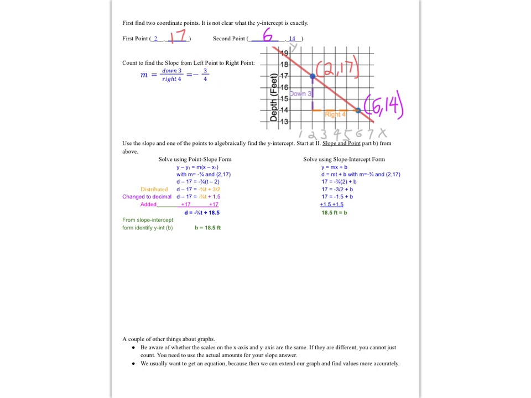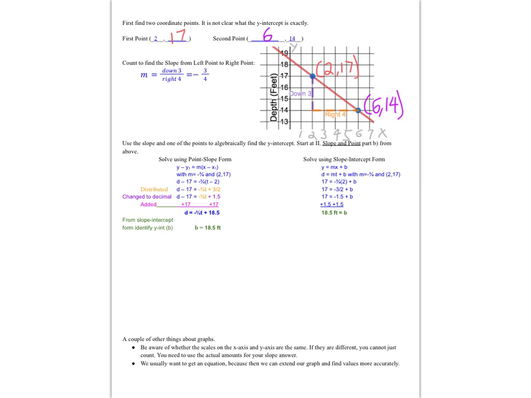Once I have the slope, I can pick one of the points. Here I picked 2 for the x, 17 for the y. m is negative 3 over 4. And now you're just doing an algebra problem to find b again, using the slope-intercept form. Negative 3/4 times 2 is a negative 3 over 2, or as a decimal, a negative 1.5. Opposite of negative 1.5 is positive 1.5. So I add 1.5 to both sides. And we see that the y-intercept is indeed 18.5. Probably what you might have guessed, but now we know for sure.